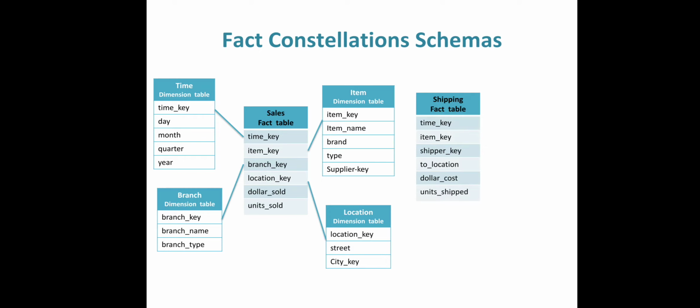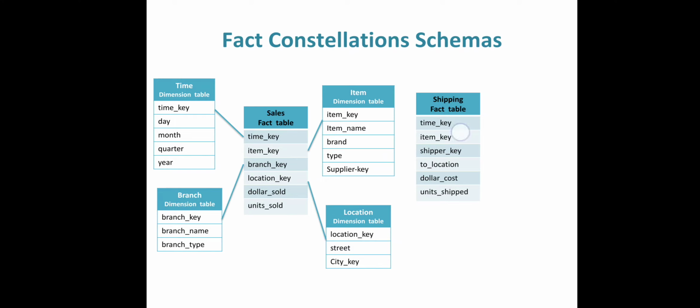So, here is my another fact table called shipping with different attributes. So, what will be the attributes? Time key, item key, shipper key, to location, from location, dollar cost, units, how many units shipped. Different information we can have regarding this shipping as a fact table. With this I have to map my dimensions.